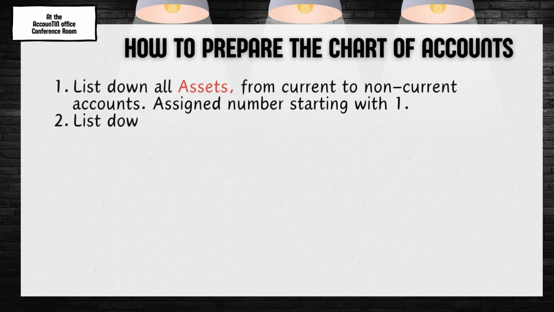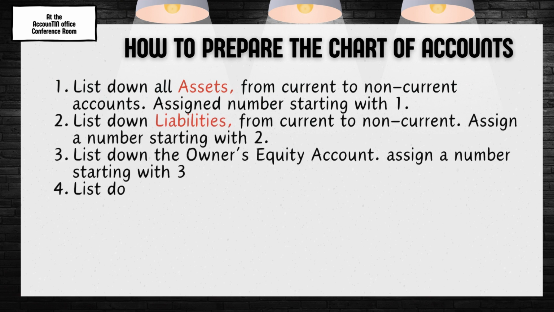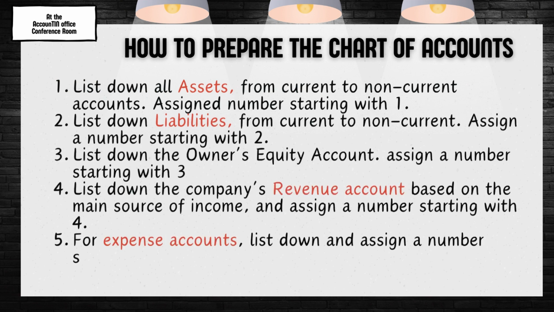Again, remember the following. List down all assets from current to non-current accounts. Assign numbers starting with 1. List down liabilities from current to non-current. Assign a number starting with 2. List down the owner's equity account. Assign a number starting with 3. List down the company's revenue accounts based on the main source of income, and assign a number starting with 4. For expense accounts, list down and assign a number starting with 5.